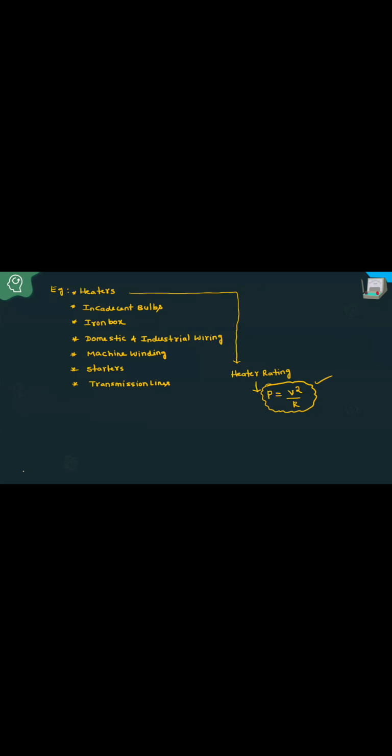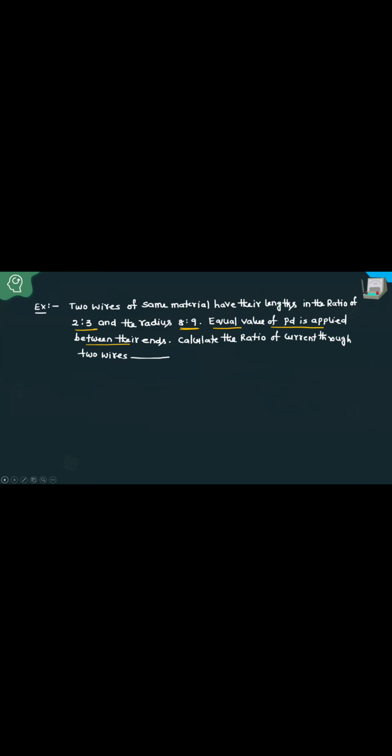Now with this knowledge, we have to start some questions. Can anybody answer this one? After this we go for the concept of color coding, then we'll start inductance. Two wires of the same material have their lengths in the ratio of 2:3 and radii in the ratio 8:9. Equal potential difference is applied between their ends. Calculate the ratio of current in the two wires.